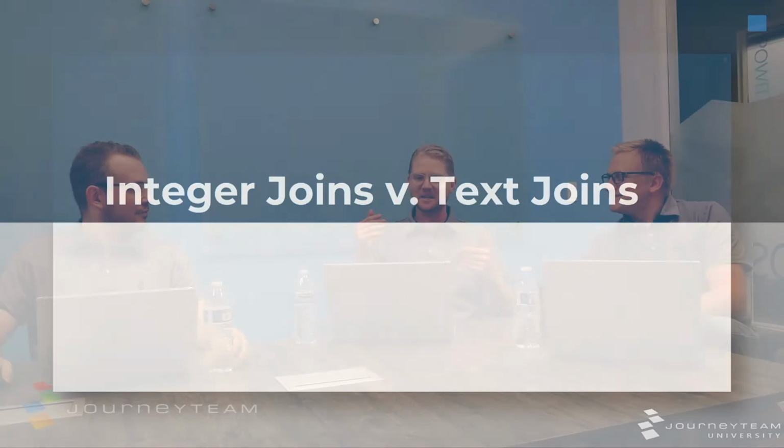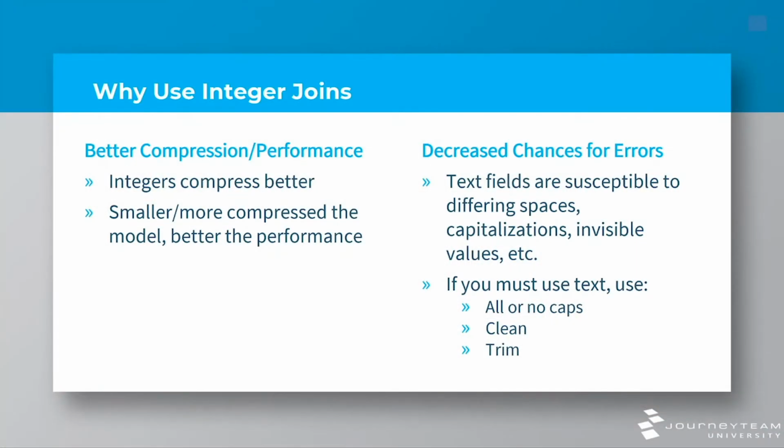When I'm talking joins, I'm talking about what makes your relationship. So when you're looking at your Power BI model, what you're linking on, right? What your keys are, if you will, between tables. Really, the idea here is I want you to use integer joins whenever you can. There are a couple of reasons I want to cover. One is that integers compress a whole lot better.